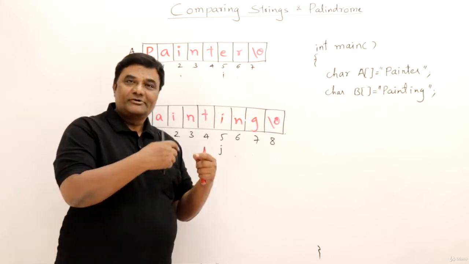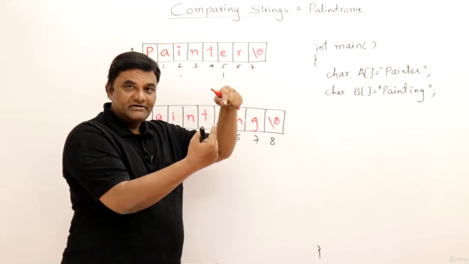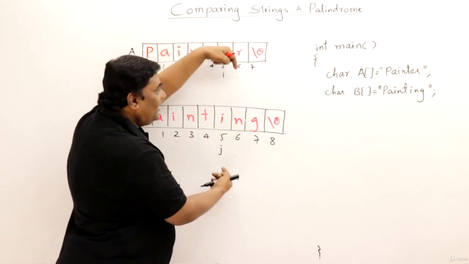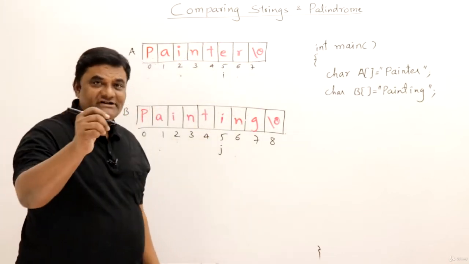That's all. So the procedure will go on comparing the alphabets one by one, and when it stops there are two situations. If a mismatch is found, it will stop, or if any one of the strings is ending, it will stop. So the procedure is very simple.